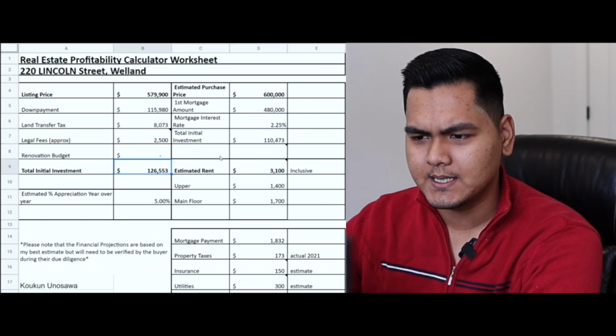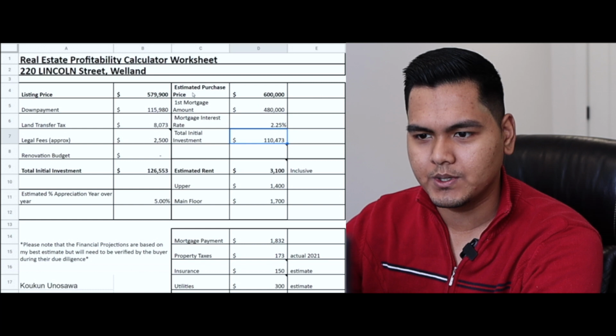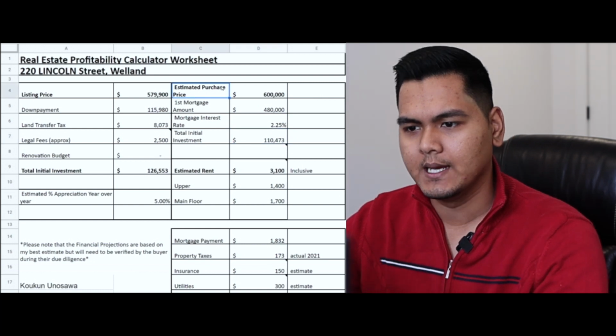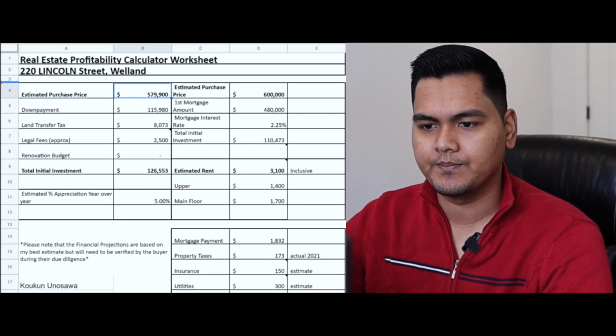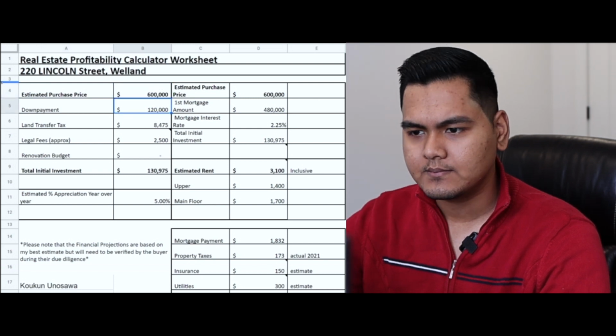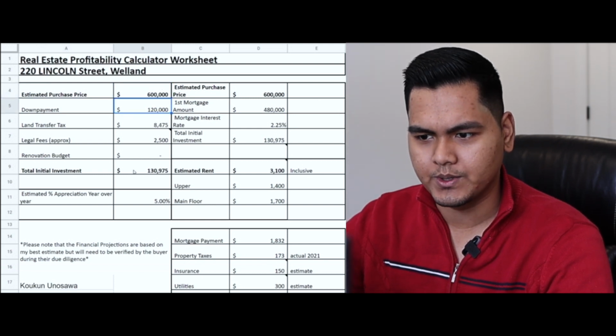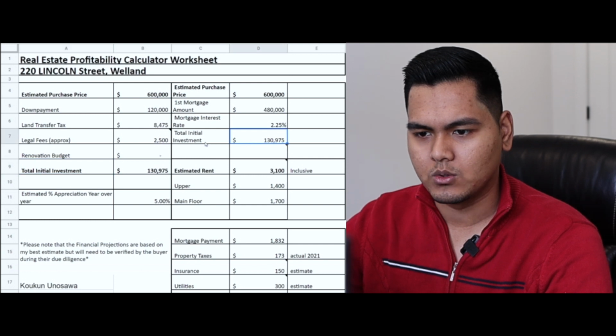Now, you can see some of the numbers are a little bit off. That's because we put in this estimated purchase price here. Sometimes what we'll do is actually put the estimated purchase price on this section. And then you can see here, the numbers make a little bit more sense, where the total investment here matches the total investment here.